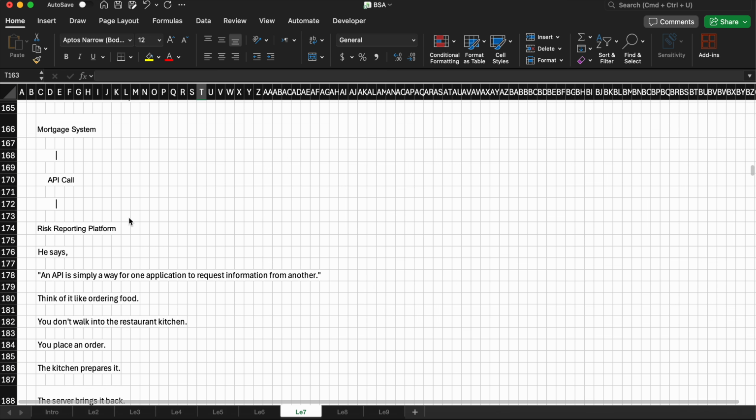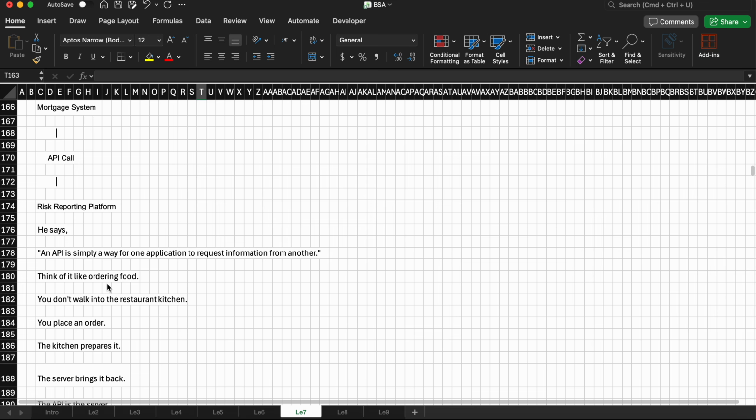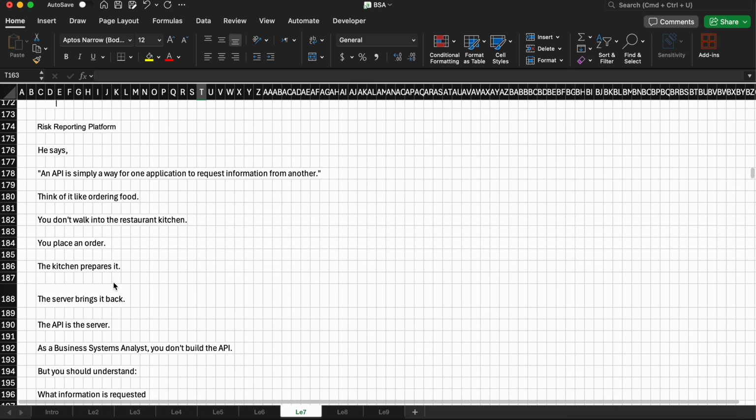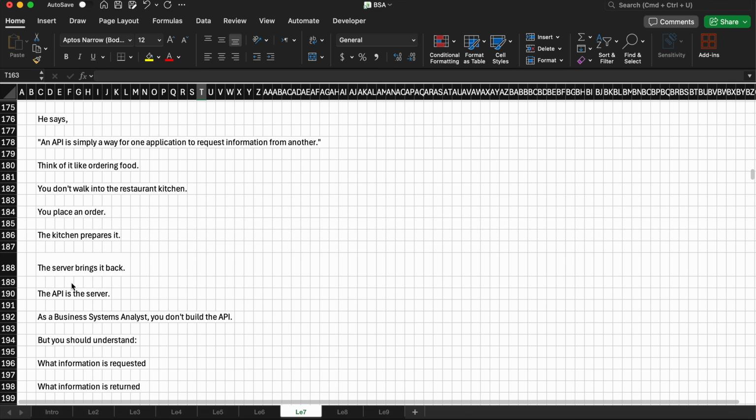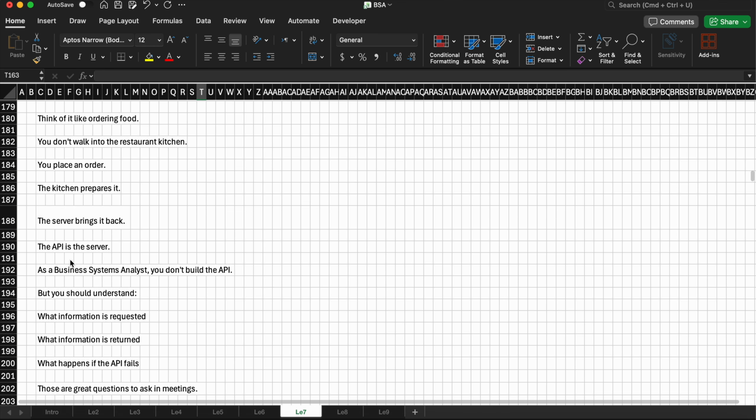Okay, so let's understand this. An API is simply a way for an application to request information from another. Think of it like ordering food. You don't walk into the restaurant kitchen, right? You place an order, the kitchen prepares it, and the server brings it back. The API is the server.